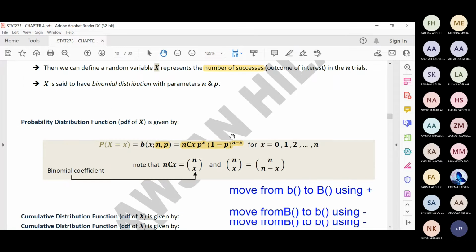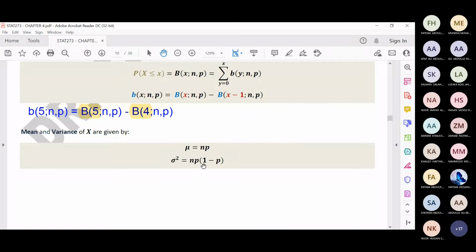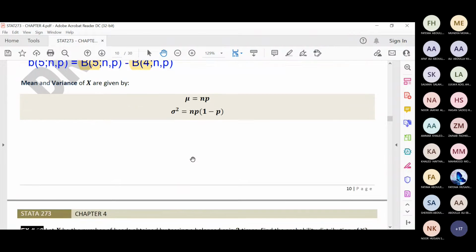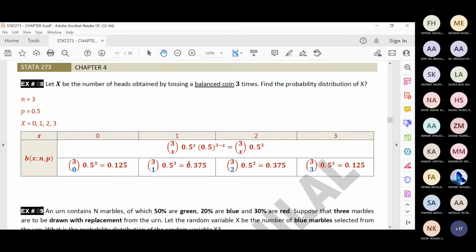Let's now see the mean. The mean is simply n multiplied by p. Very simple formula. What's the variance? Take n, multiply with p, multiply with 1 minus p. But once again, these two are for the binomial distribution only. With that, I'm ready now to solve with you the first question.